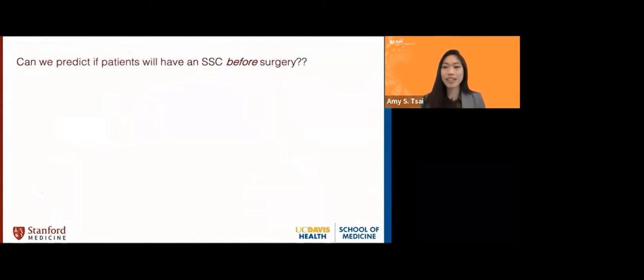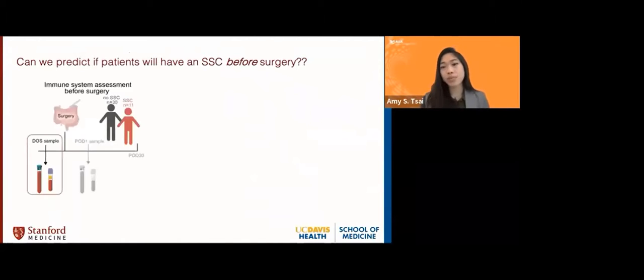However, we had these baseline samples and we wanted to ask the question, can we predict if a patient will have a surgical site complication before they even get the surgery? And the answer is yes. So we applied the same analysis algorithm to the baseline samples collected before surgery.